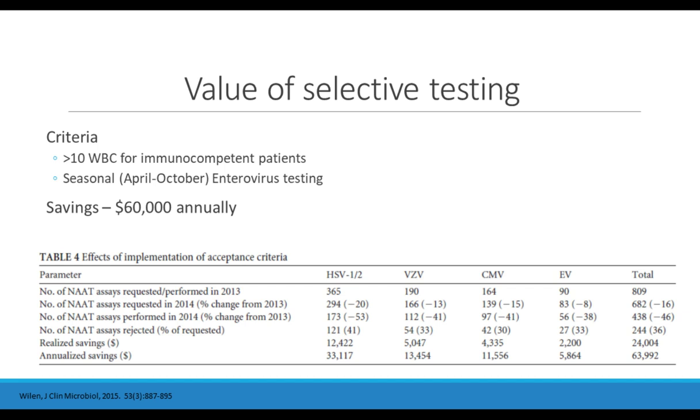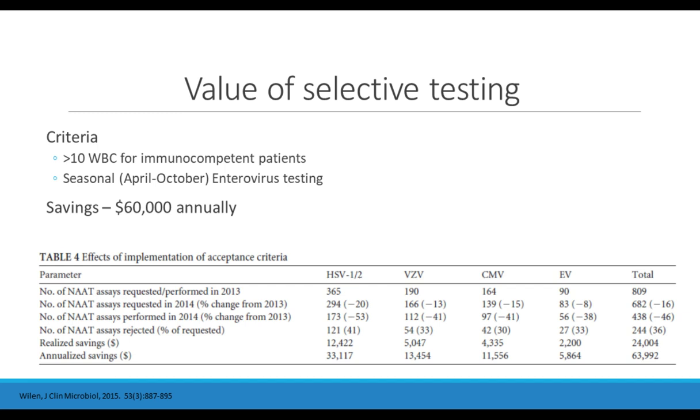And so if they implemented selective testing, they're going to set unique criteria. This group set criteria at greater than 10 white blood cells for an immunocompetent patient, understanding that if the patient were immunocompromised, it may be hard to mount the response that you could actually see in the CSF in terms of a white blood cell count. They also limited enterovirus testing to seasonal testing, so they only tested during April to October. And what they found is that they saved about $60,000 annually by doing this selective testing.